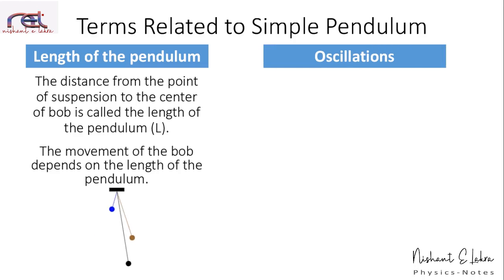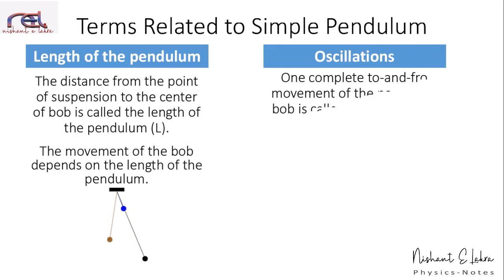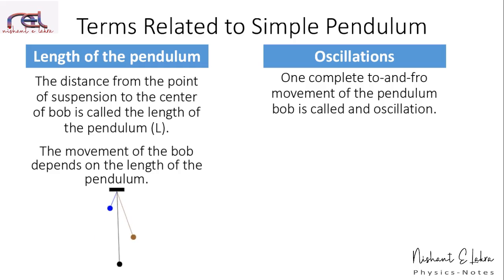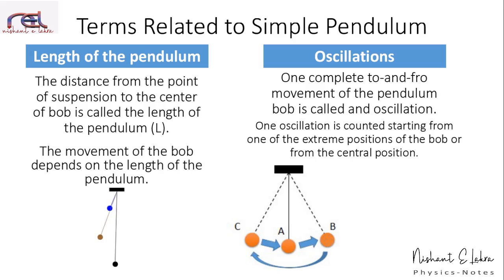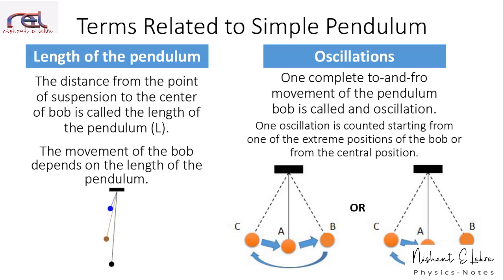Now the second term, oscillation. One complete to-and-fro movement of the pendulum bob is called an oscillation. One oscillation is counted starting from one of the extreme positions of the bob, or from the central position. For example, from A to B, then B to C and C to A, or from the extreme position B to the other extreme position C and back to the central position A. So this is about oscillation.